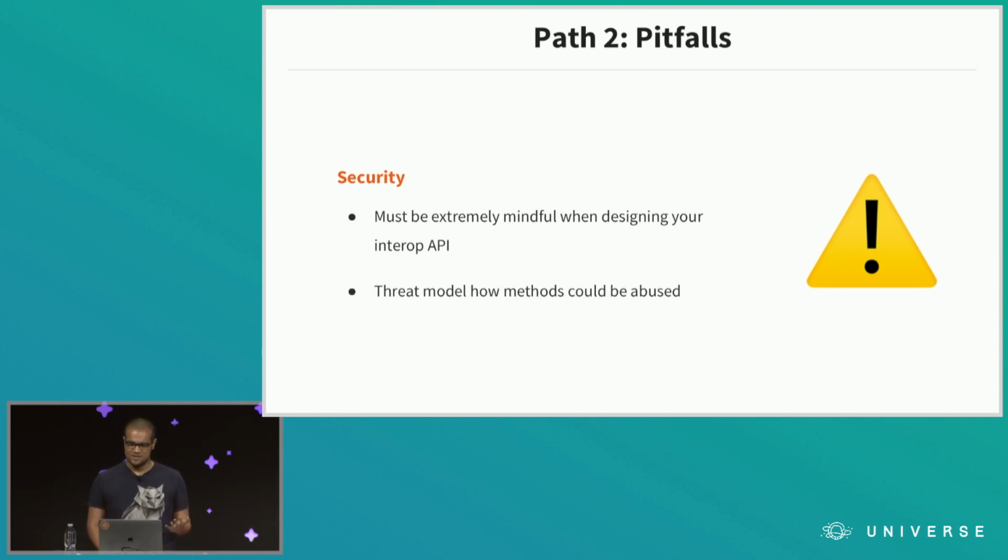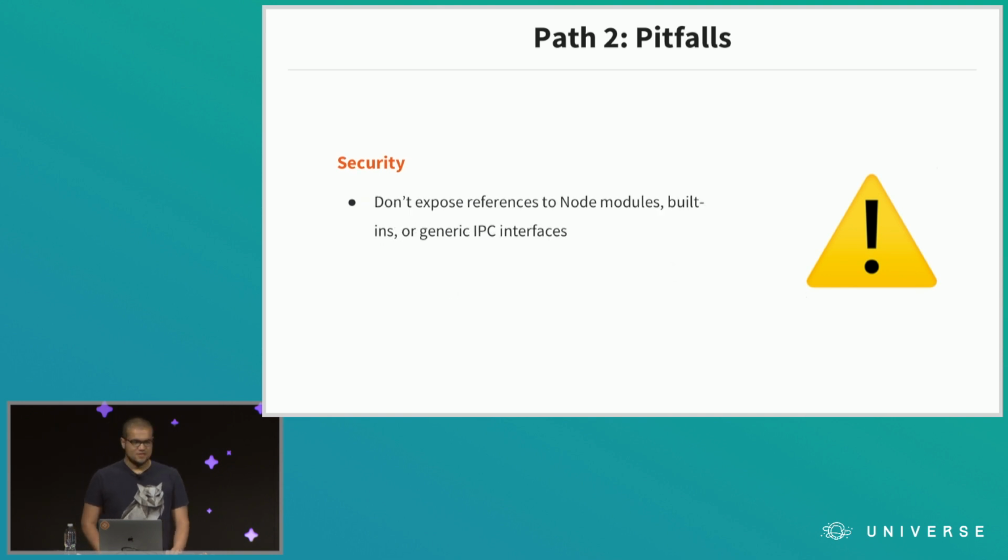I think it's helpful to build a threat model of how your interop methods could be abused in some of the worst case scenarios. So, for example, don't expose references to node modules, because that is exactly the same as being able to require them directly from your remote web app. Don't expose the require function. You could just easily assign require to window, and then it's game over.